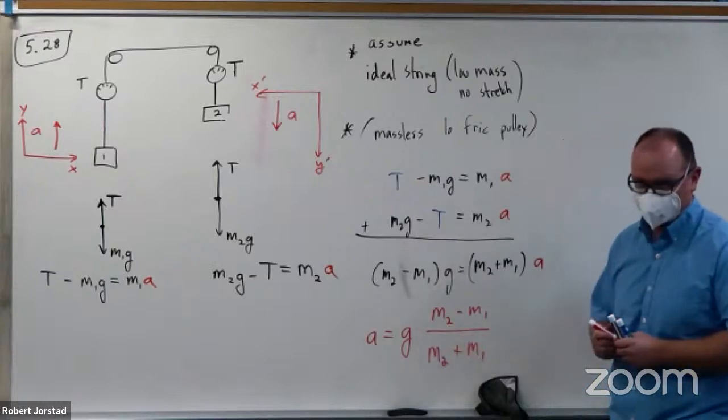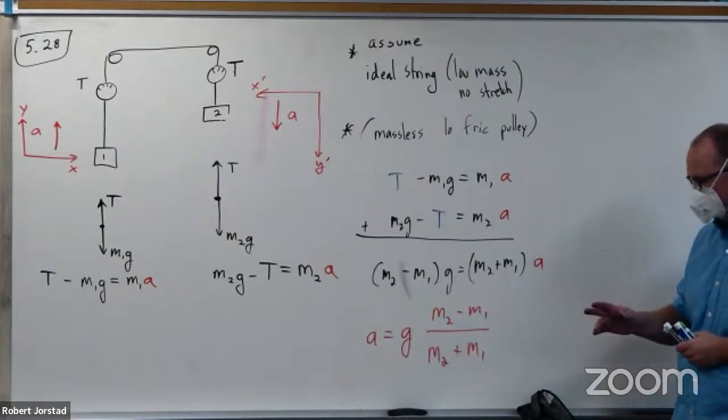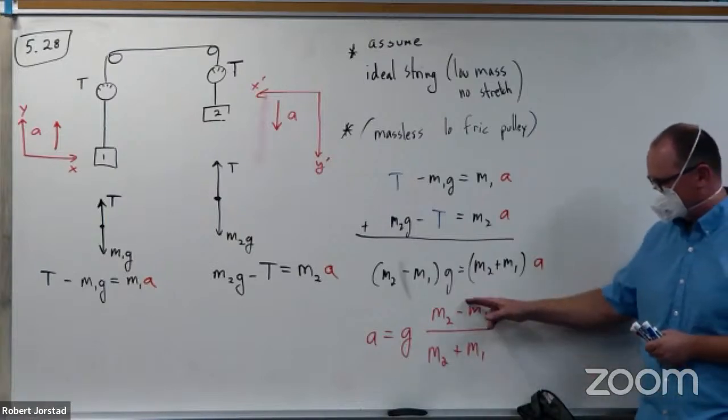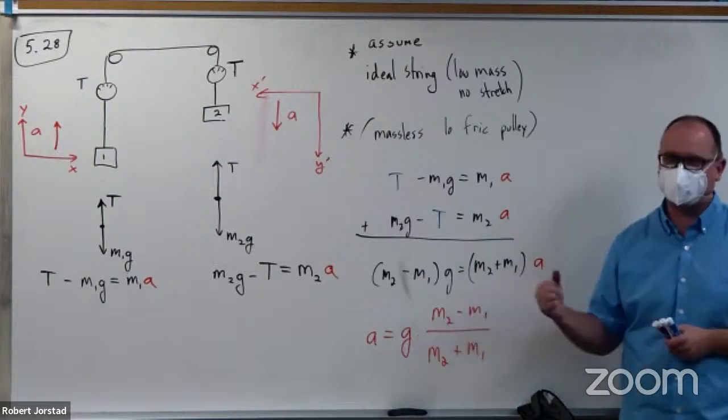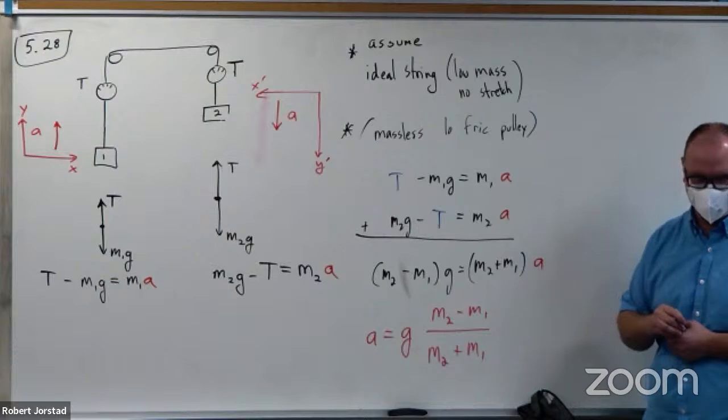How can we check this? What's one way to check an equation? Units. Kilograms over kilograms, check. It's got meters per second squared, the kilograms drop out. What's another way to check it?